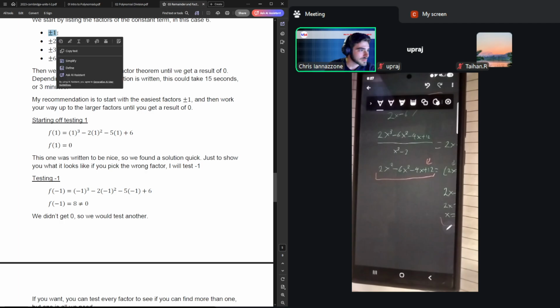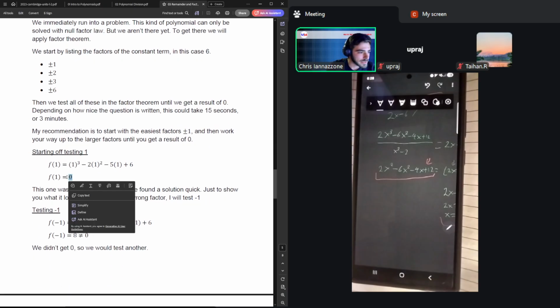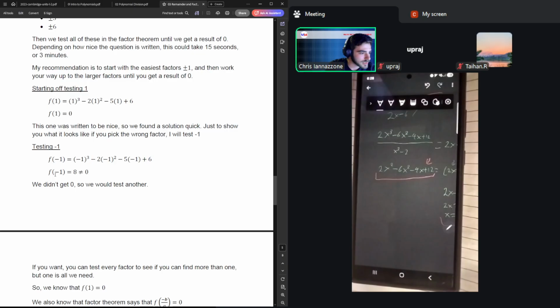So what does that look like? Well, plus minus 1 is going to be the easiest, so start by testing 1. And what that means is you shove that into the f of x as the x term. In this case, we got a 0 immediately. Again, they try to write them to be easier. If you didn't get a 0, if, for instance, you tested -1 first, in this case, you would have gotten 8. You basically just keep going down your list until you hit 0.